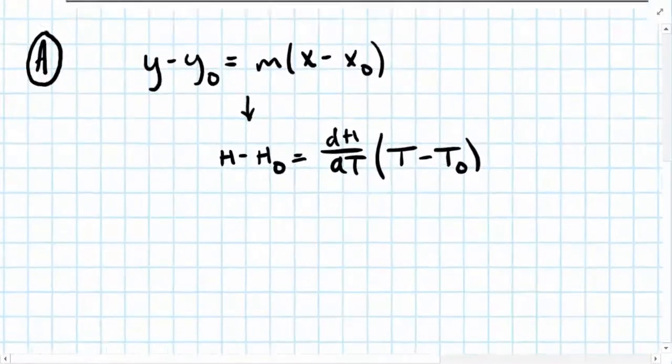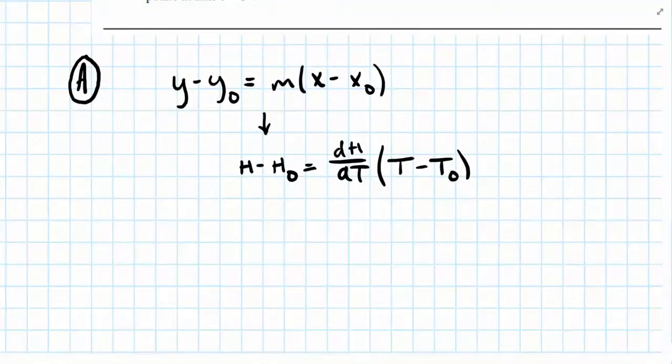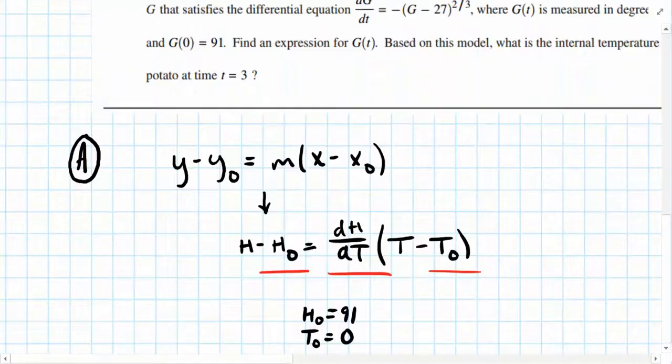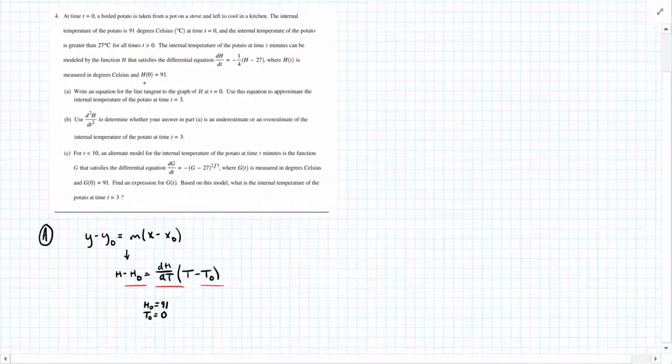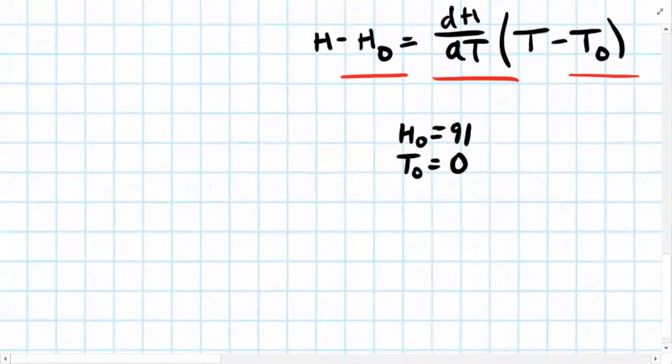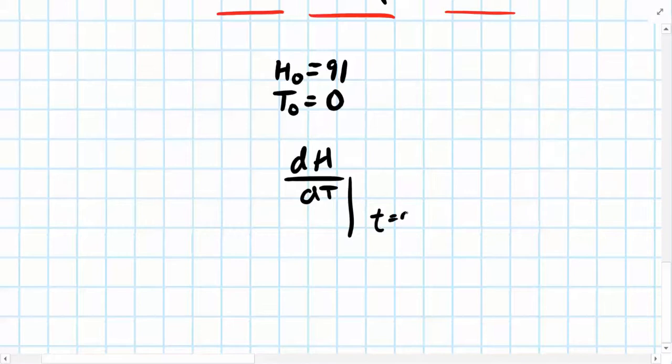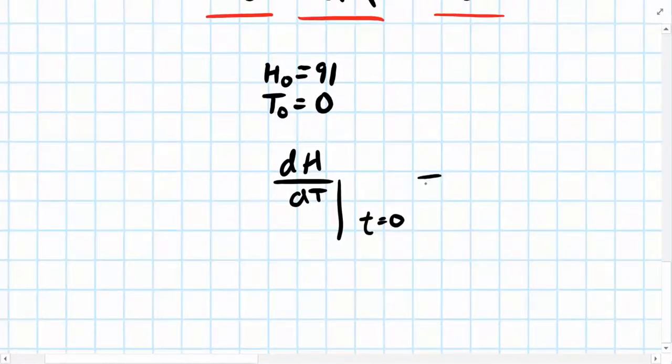So now that we have our equation written out, we have to find the unknowns. So that's h naught, dh dt, t naught. However, h naught we know equals 91, and t naught we know equals 0 because of the point 0, 91 right here. And now we have to evaluate dh dt at time t equals 0 in order to find the slope at the point 0, 91 of the curve.